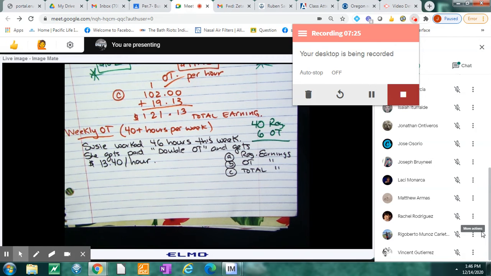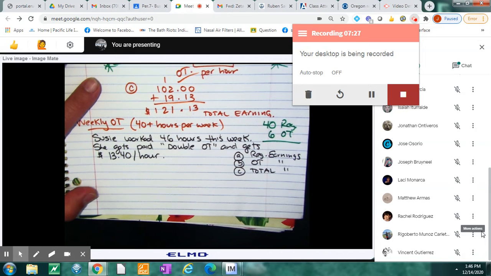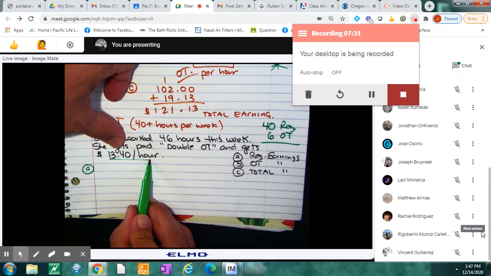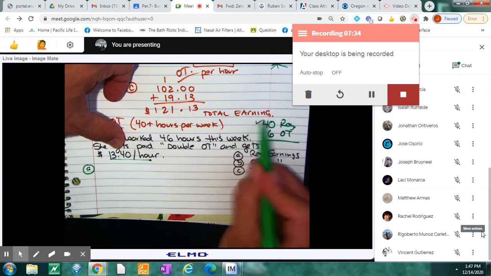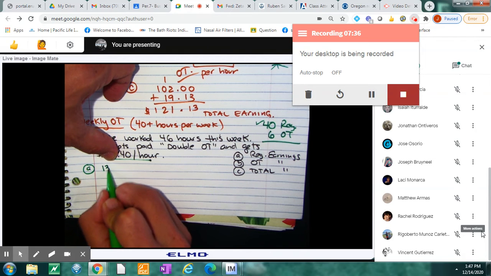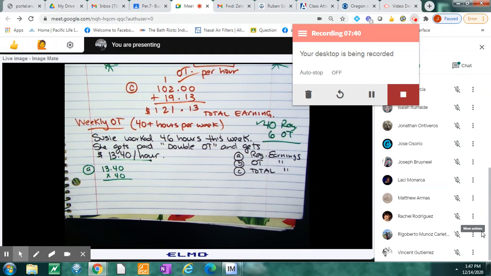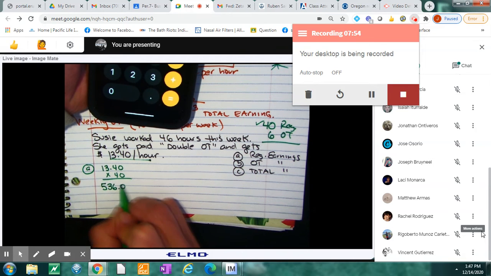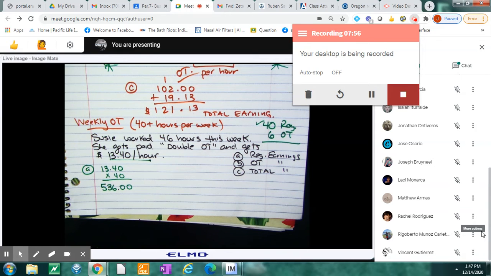Now let's calculate the regular earnings. So A, regular is $13.40, times 40. So 13.40 times 40. That's your regular pay. If you have a calculator, go ahead and do that. That's $536. Remember, before taxes.